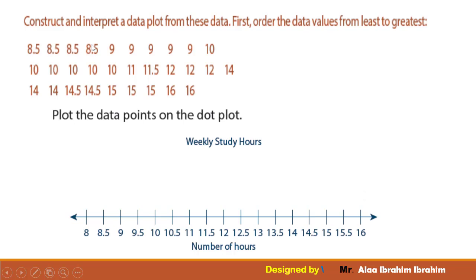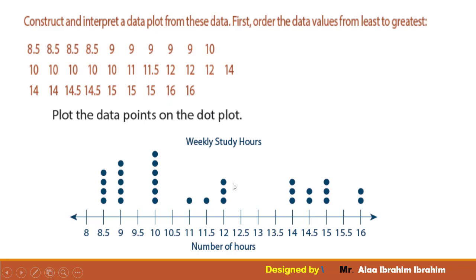1, 2, 3, 4. And here how many lines do we have? It's about 5. So I make 5 points. Then 10, then 11, 11.5, and so on. I have to count it here. If I make this order, it will be clear for me to make my dot plot.